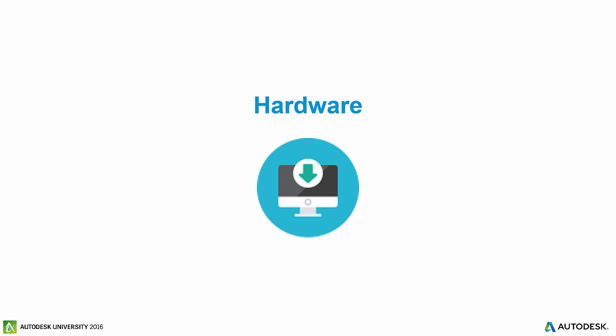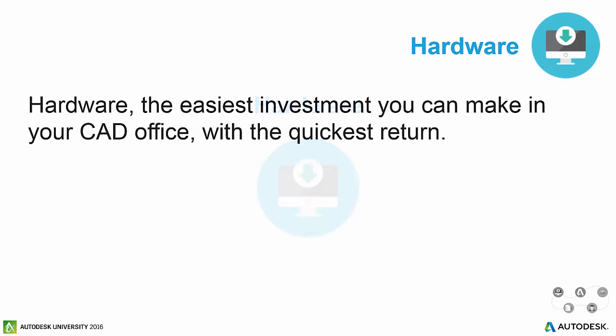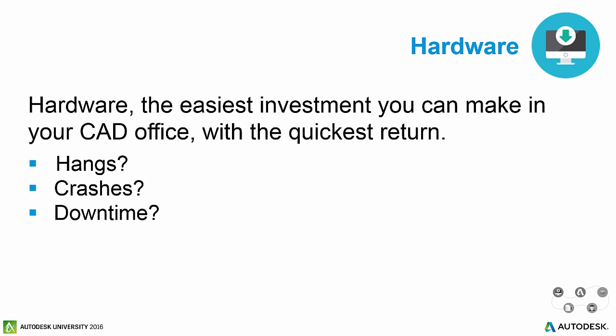So the first topic is going to be around hardware. And the reason I put this first is because I think hardware is the easiest investment you can make in your CAD office with the quickest return. So if your team are experiencing hangs, crashes, or downtime, we want to eliminate that, and we can eliminate that by getting them better hardware. And the reason I say this is one of the easiest investments to make is because it's a cash investment.